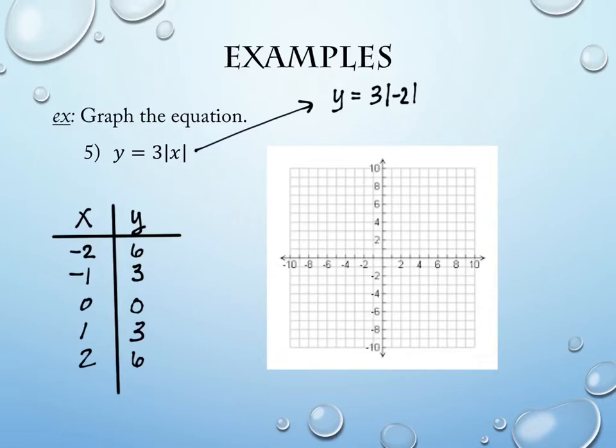Okay, so we're going to plot negative 2, 6, negative 1, 3, 0, 0, 1, 3, and 2, 6. Does it look like a V? Yeah, it will, and we're going to connect it so that it does. Anytime you have an absolute value graph, it is going to look like a V.